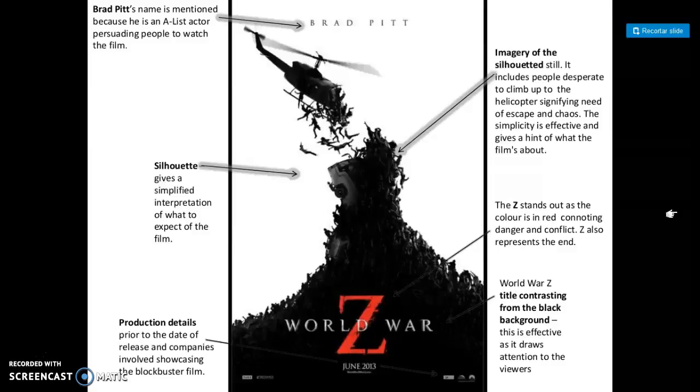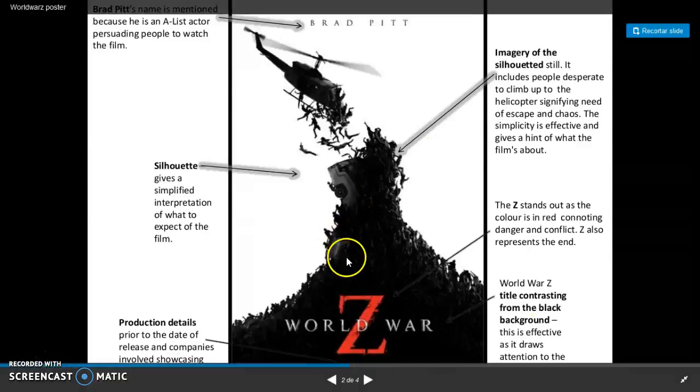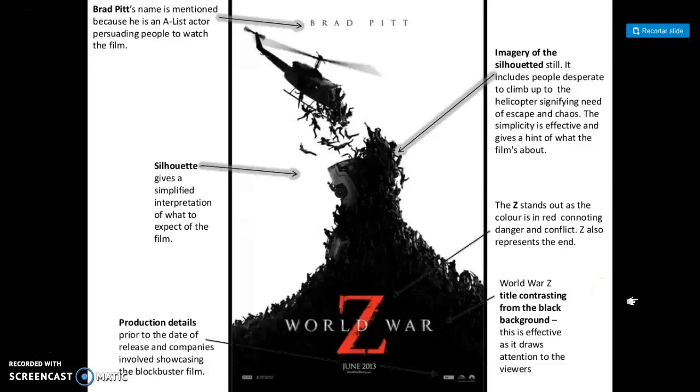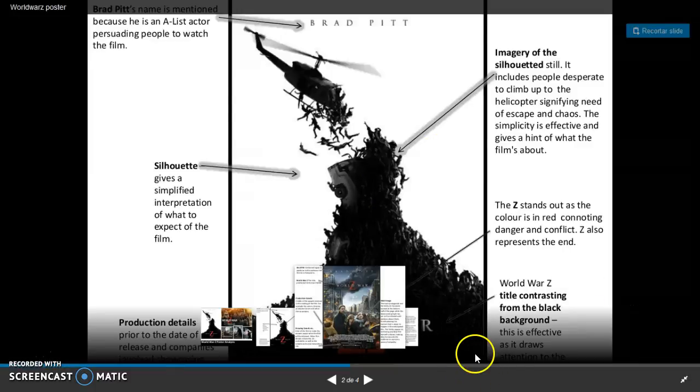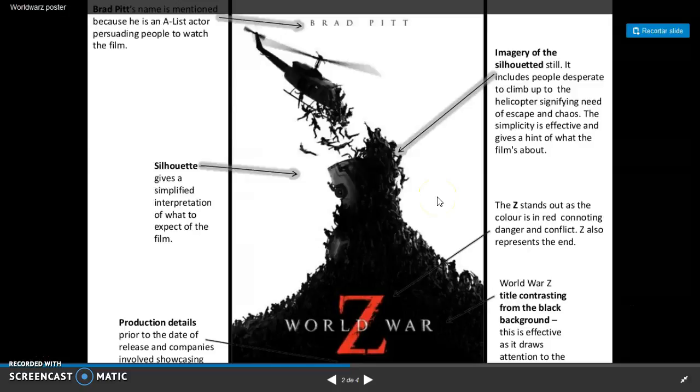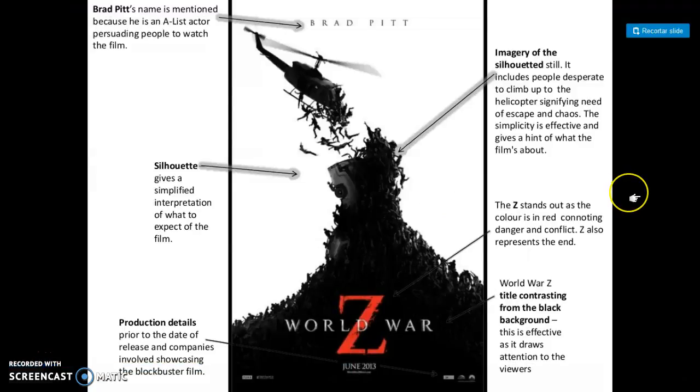So ethos, author's credibility. Who is the author here? We're not entirely sure. So we know that World War Z is the movie. Normally at the bottom here, you have the company that produced it. So Paramount, it looks like. In the movie posters I provided for all of you, you can in fact enlarge them so you are able to read all of the details. So that would be your ethos.